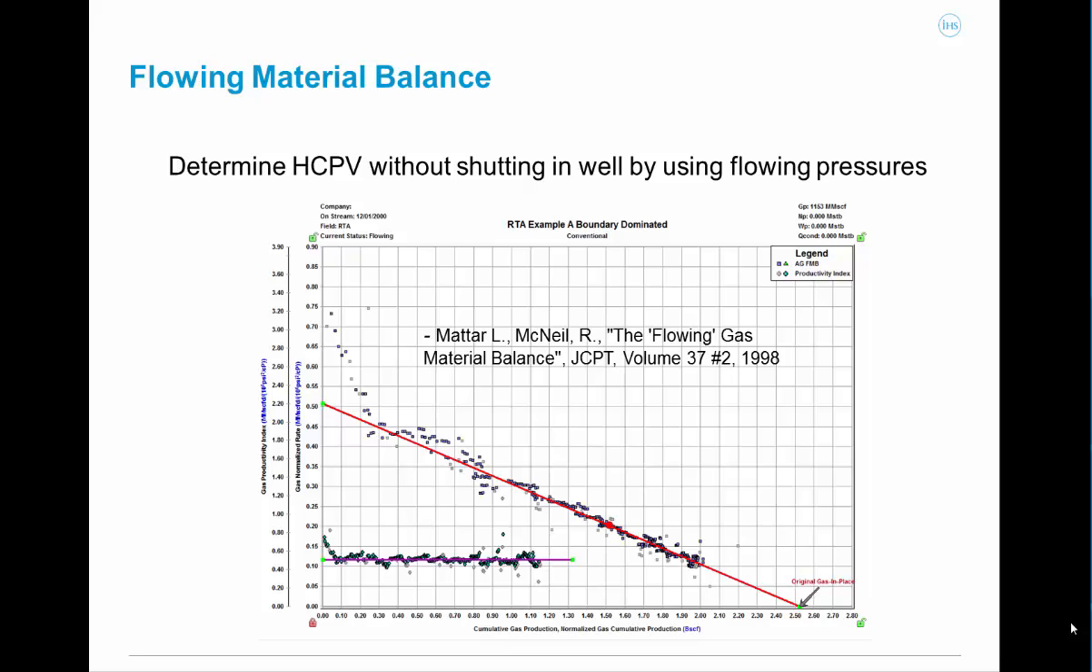The flow material balance is a very popular and simple method that takes performance data, and extrapolation of the data trend within boundary dominated flow gives the original fluid in place. This method is very useful because it uses flowing pressures rather than static pressures. So it means you don't have to shut in the well and perform a build-up. This is particularly important in low permeability reservoirs where it may take an incredibly long amount of time to let these wells build up. And this methodology was developed in-house originally with Louis Mattar and Ralph McNeil in '98.